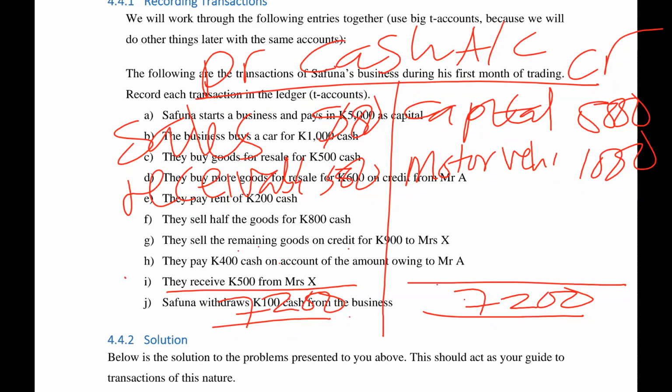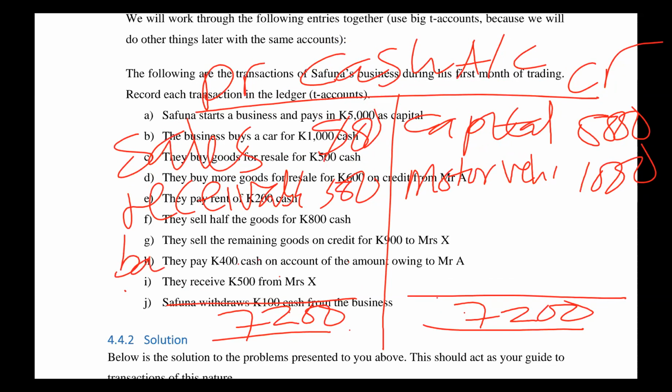All right. So at the end is the balance carried down. At is what? 5,900. 5,900 as the balance carried down.